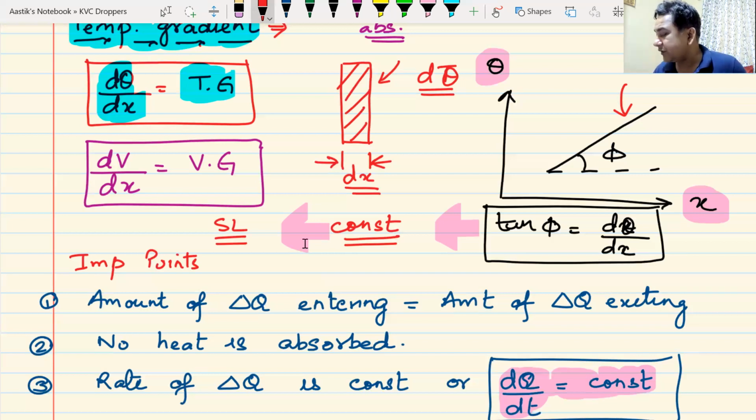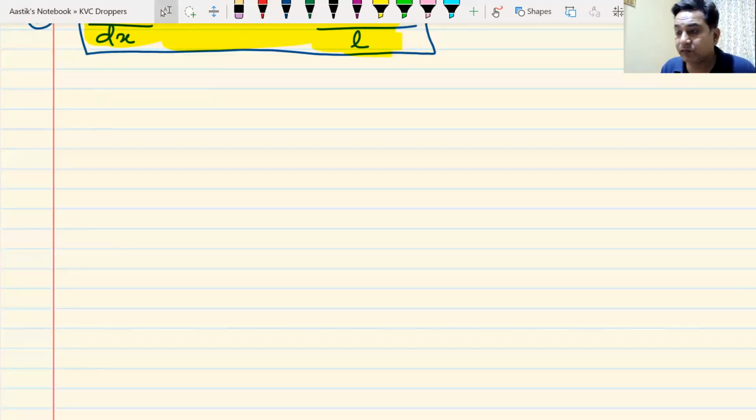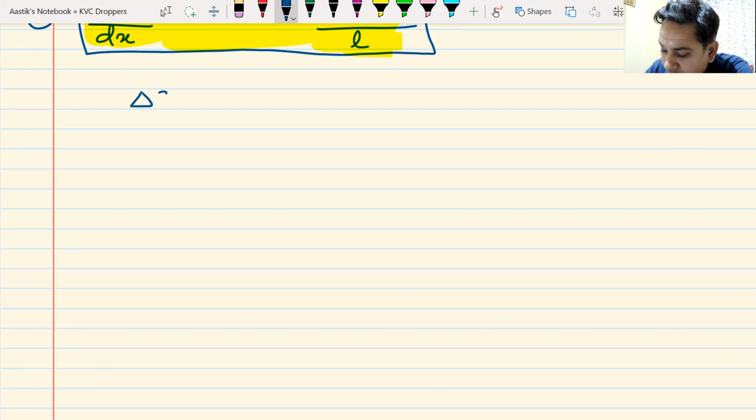Then I hope you have written this. Everyone is writing with me. Now we can formulate an equation that will give us how much heat has flown. If I say delta Q amount of heat has flown from end A to end B, remember I'm talking about steady state. Delta Q amount of heat has flown.